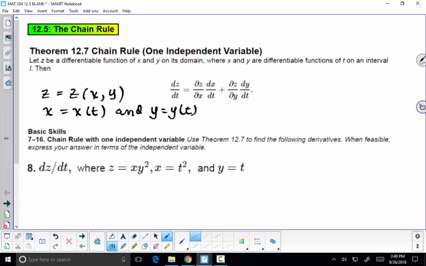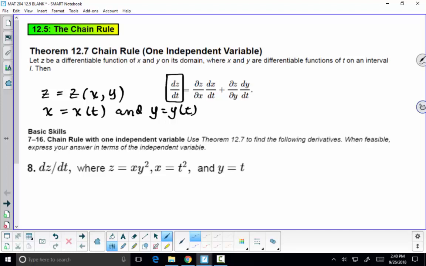So as t changes, y changes. As t changes, x changes. And as x and y change, z changes. But it's legitimate to ask, what is the derivative, not partial derivative, what is the derivative of z with respect to t? You can only do a regular derivative when there's only one independent variable, f prime of x. And so here, because z changes with respect to one variable, we can talk about the derivative. We don't have to talk about partial derivatives.